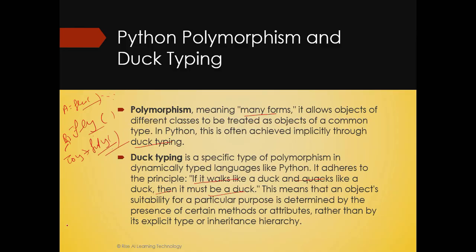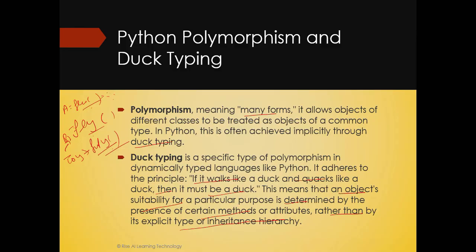So that can be achieved via duck typing. Duck typing simply says that if it is flying, it means it is that particular thing. I can say it is a duck if it's flying or quacking. That is the concept behind this. So what is this basically? It means that an object's suitability for a particular purpose is determined by the presence of certain methods or attributes rather than by its explicit type or inheritance hierarchy.